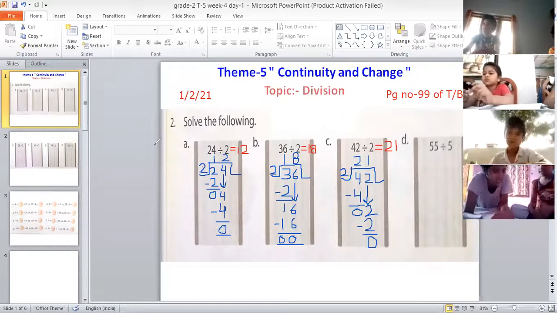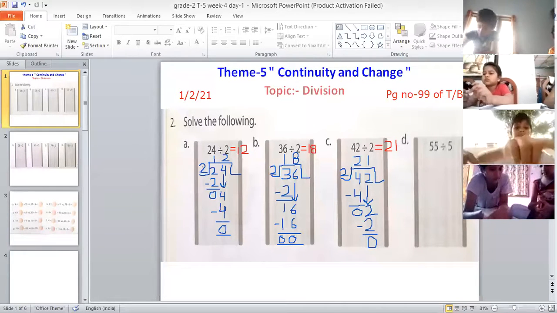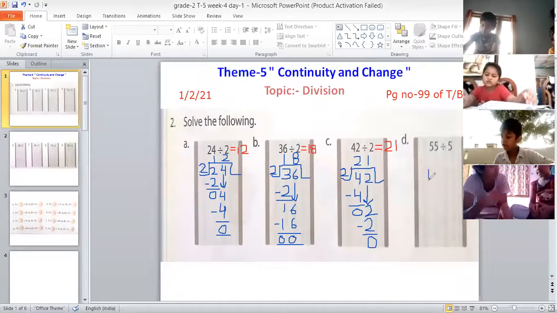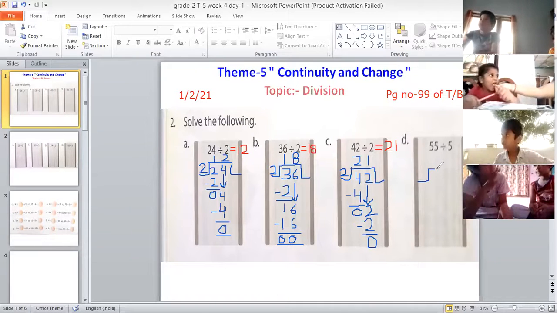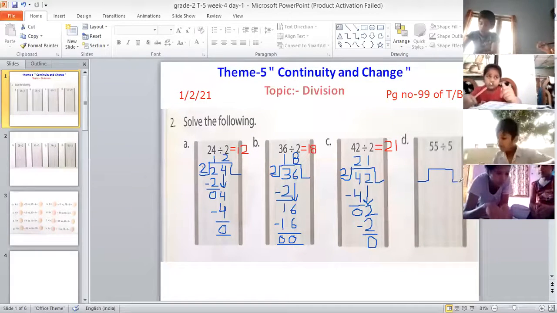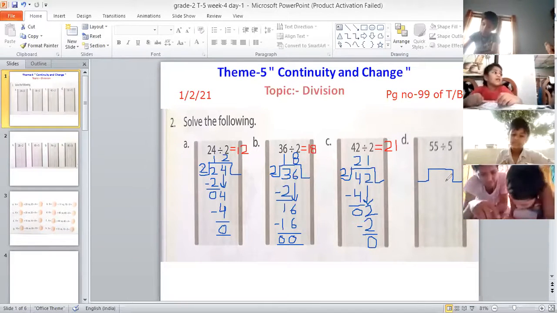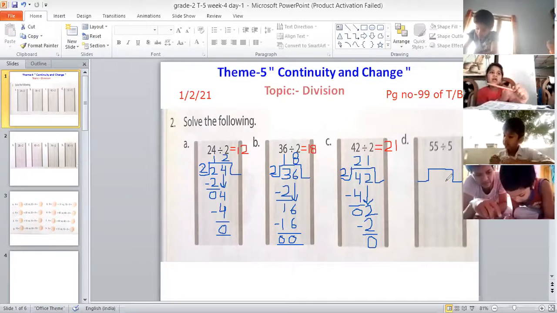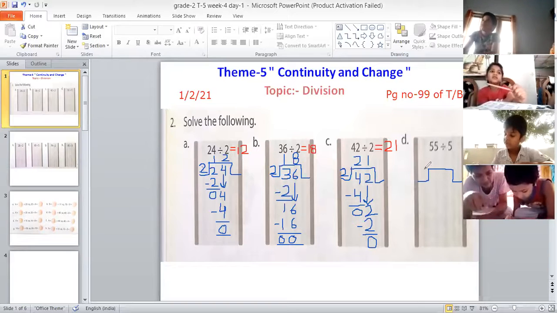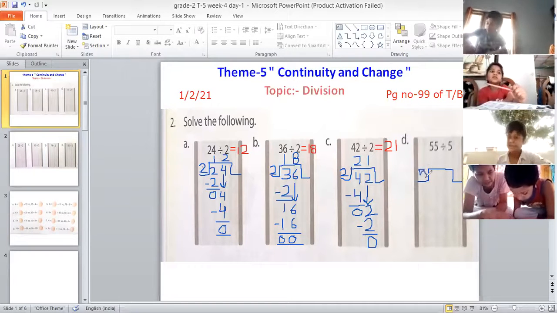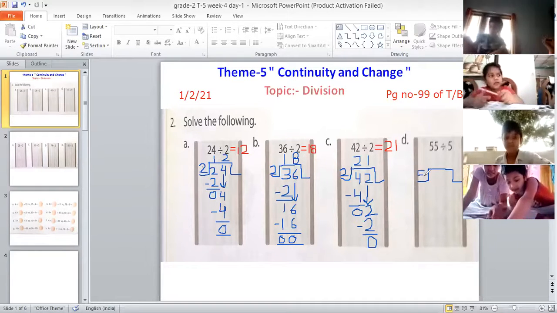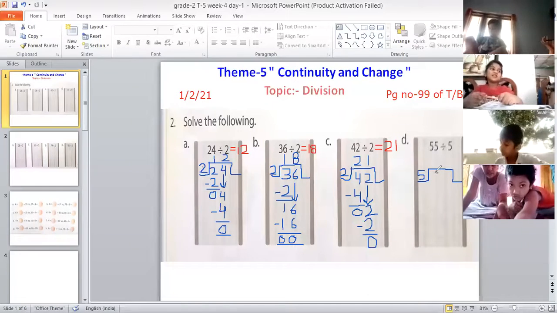Misbah, please read the next question. That is the 4th bit. 55 divided by 5. So this is 55 divided by 5. Very good. So which number will come outside and which number will come inside? Ma'am, 5 will come outside, 55 will come inside. So we'll be writing 5 outside and 55 inside.